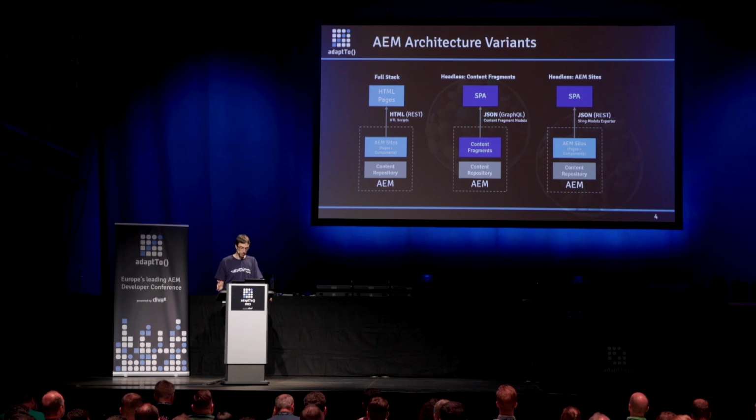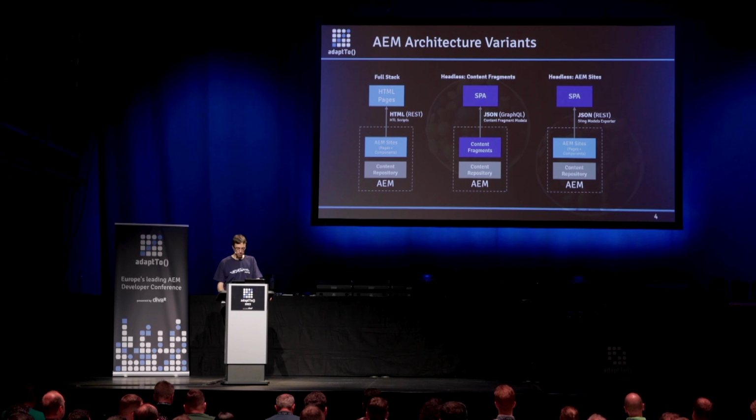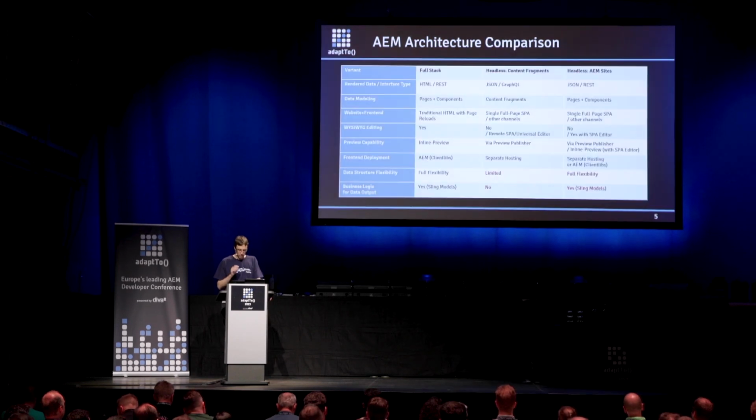But there's a third way, and this is even older than the GraphQL content fragment way: just using AEM sites, creating pages and components, and using the Sling Models exporter to create your JSON API, not using GraphQL, but just using REST HTTP GET requests. And again, for example, with a single page application. Let's look into the details.